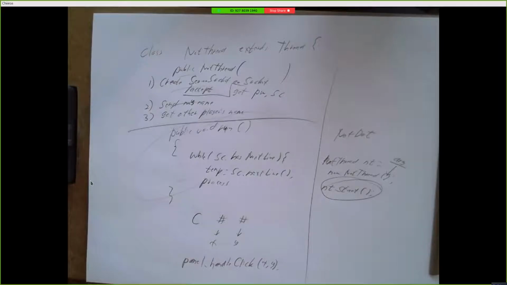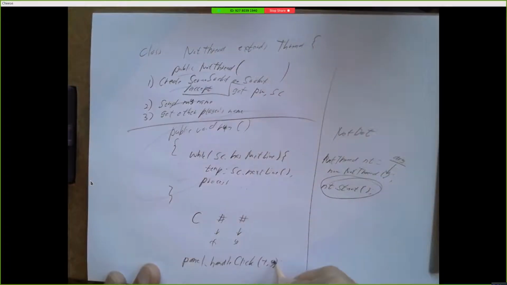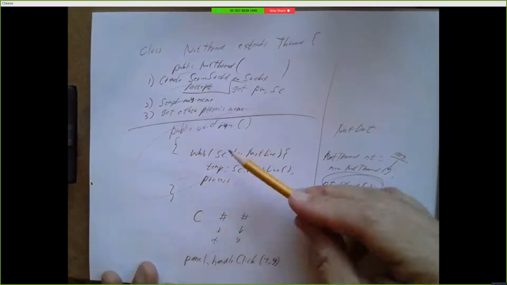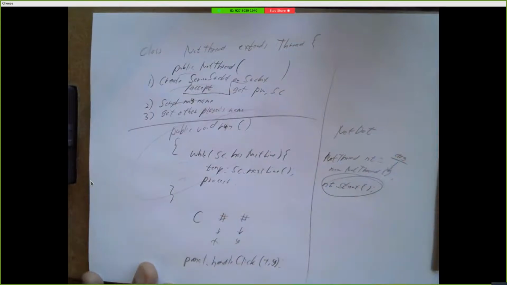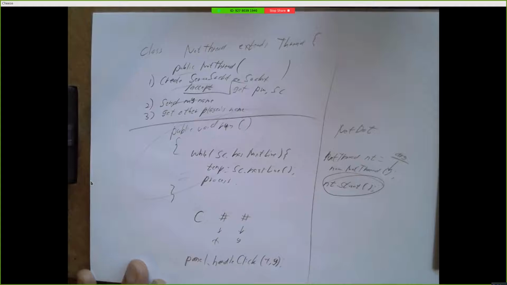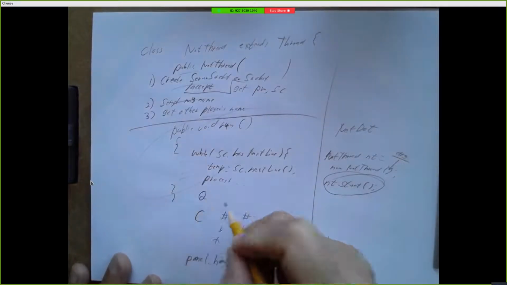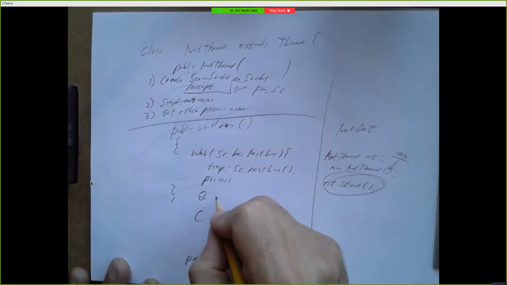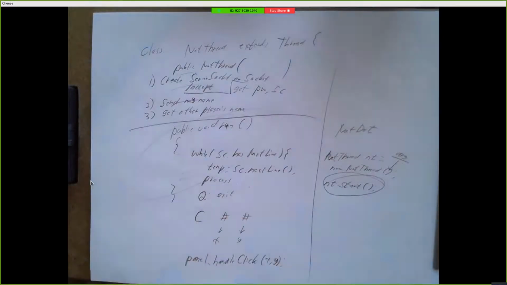For example, if you have a handle click method in your panel object, panel.handleClick(x, y), and just hang out in this loop forever. But one thing that's useful is passing this quit message. So if it's like a Q that you received, you can print a message saying the other side has exited, click here to finish, or you can just do a System.exit right there to kick out or whatever. But that tells you that the player on the other side has left.